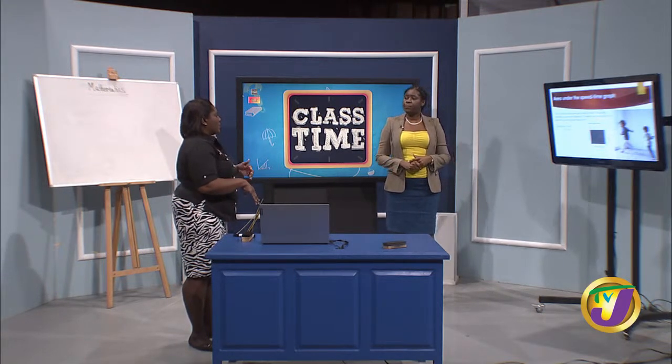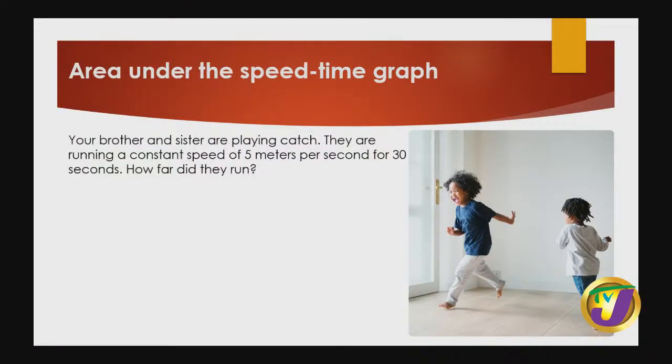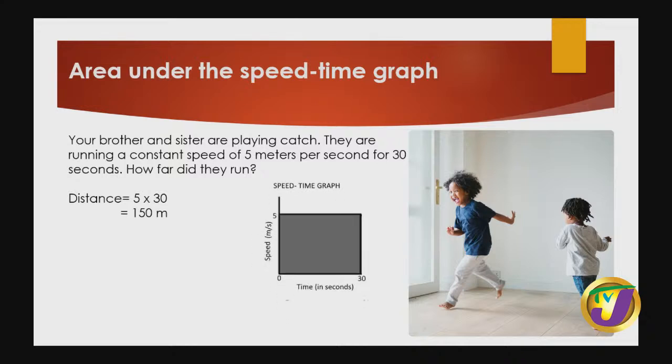But we can go back. You said that we wanted to find how far, which refers to the distance. The triangle: we cover distance at the top, and we will be left with speed multiplied by time. So in order to find the distance, we need to remember that we must multiply the speed by the time, or special triangle. So we did 5 multiplied by 30, which gives us 150 meters.